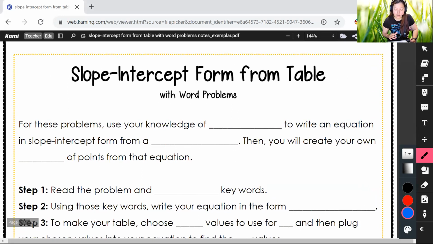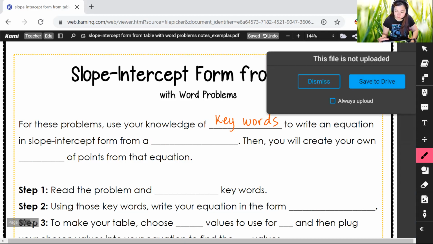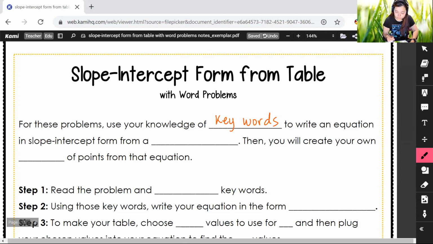So we are looking at how to find our slope and y-intercept when we have a word problem. And so when we then use the word problem to find our equation and then write a table, right? So for these problems, you will use your knowledge of keywords to write an equation in slope-intercept form from a word problem. Then you will create your own table of points from that equation.